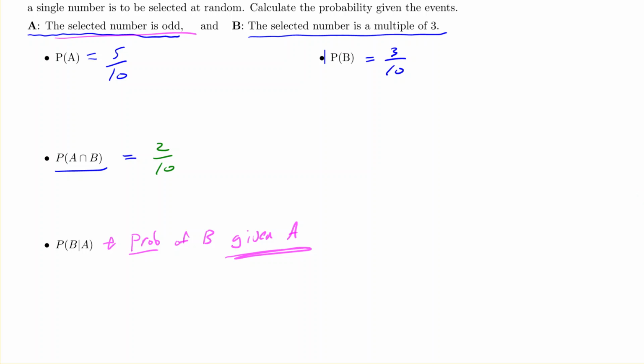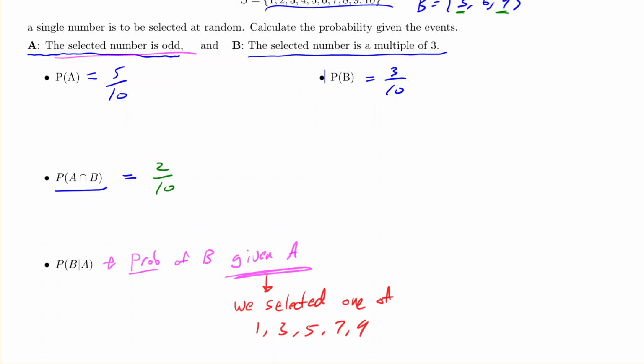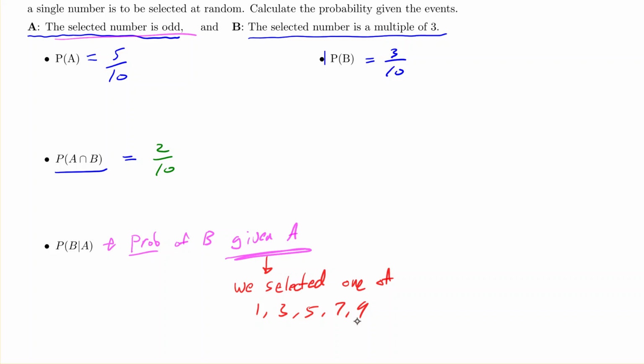So let me note here, given A means we selected one of 1, 3, 5, 7, or 9. So now instead of looking at the entire sample space of 10 numbers, it decreased the sample space to 5 numbers because it's conditional. We're only looking at these odd numbers. Given we selected an odd number, what is the probability that out of these 5 numbers, we get a multiple of 3? Well, that's 3 and 9. So that's 2 out of 5. So the answer is 2 out of 5. That's the probability.